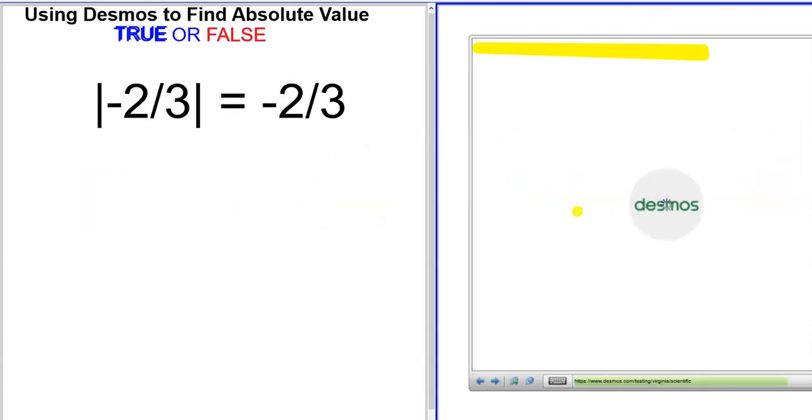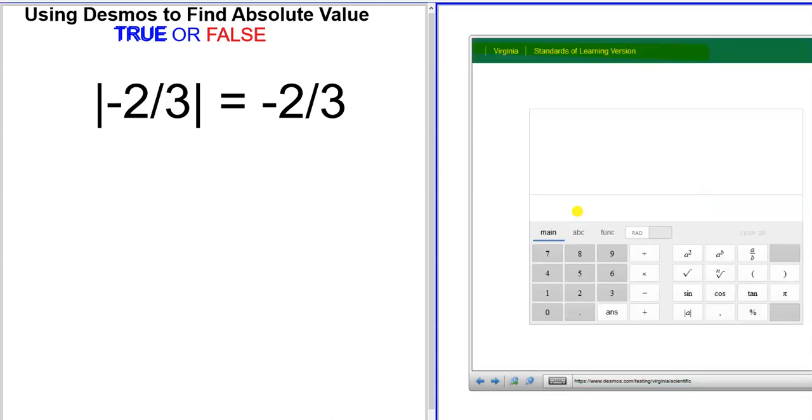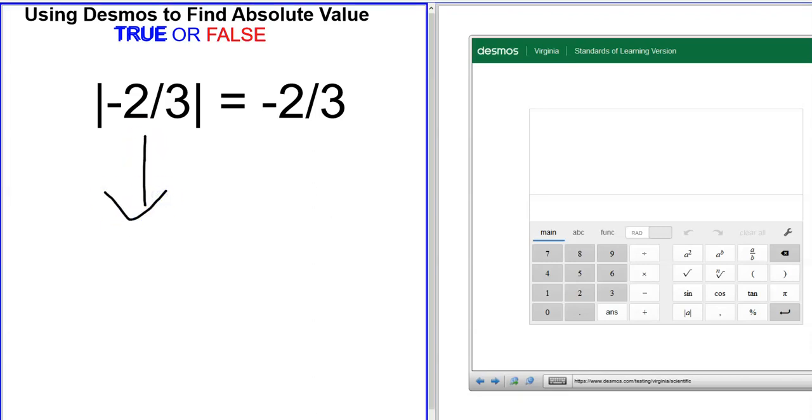We have another fraction. This time we have the absolute value of negative 2/3 is equal to negative 2/3. So this time we have it on the left, and we're trying to figure out this answer.